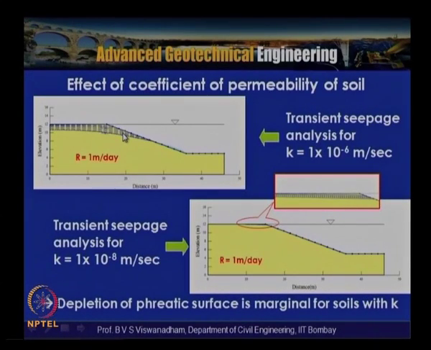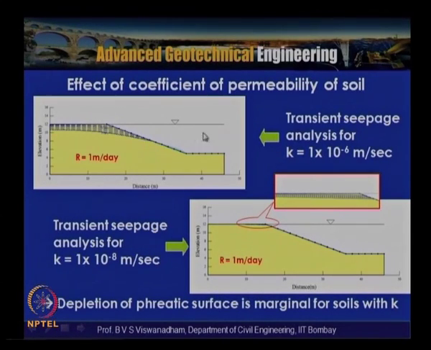Now what will happen when the drawdown rate is the same but the permeability of the soil is low? If the permeability of the soil is low, then there is a possibility that the pore water pressure dissipation, or depletion of the phreatic surface, is marginal for soils with low K values. So, depletion of the phreatic surface is marginal for soils with low K values.